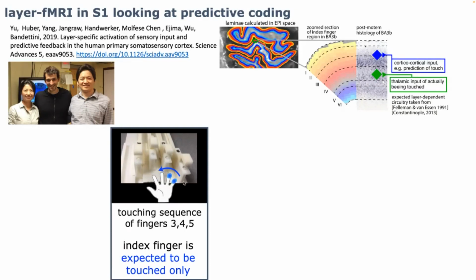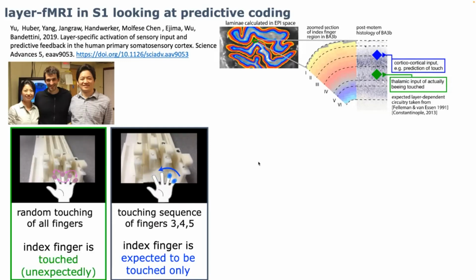In some instances, however, she left out the index finger, right? So there was no actual feed-forward input coming in. However, the participants expected to be touched on the index finger. So there was this expectation, the blue circuit, but there was not actual feed-forward input coming in.